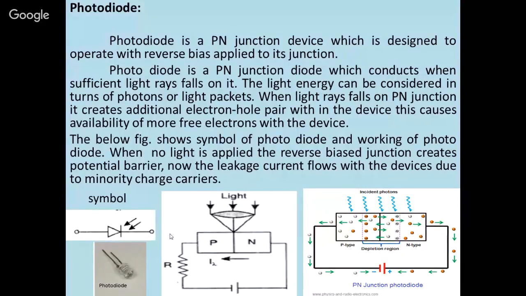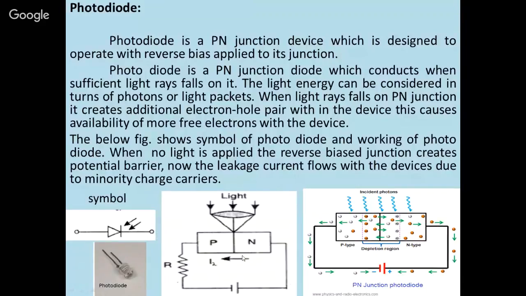Here you can see that in the market we get the photodiode in this shape, and this is the symbol which we use for the photodiode. This is an ordinary diode, and here we show the arrow mark, which tells that when light rays fall on it, it starts conduction. So this is the symbol we use for the photodiode.